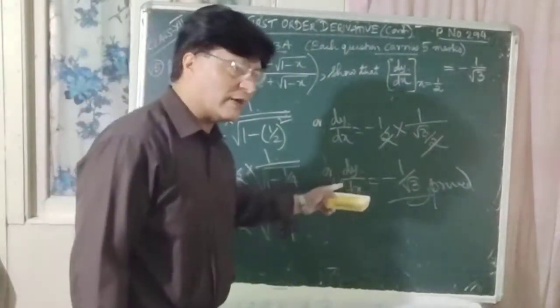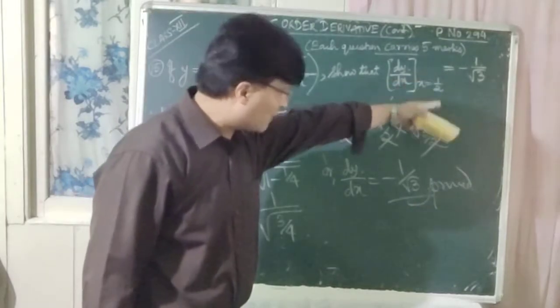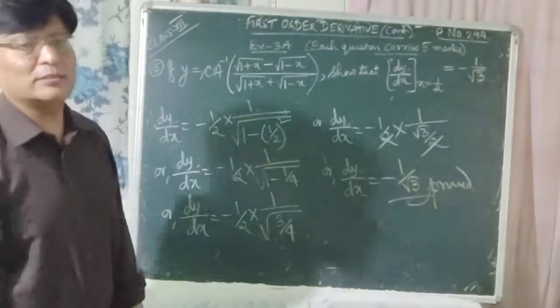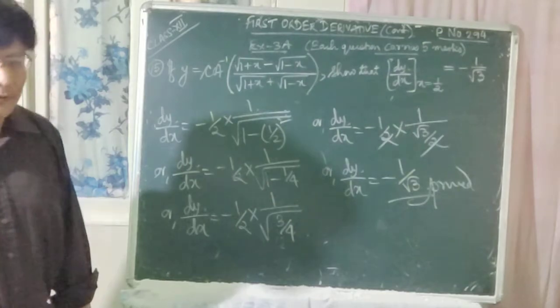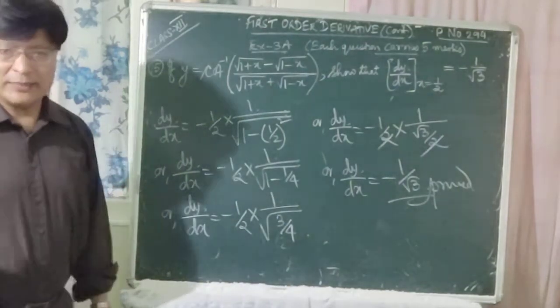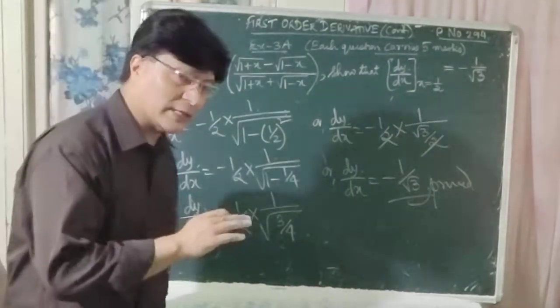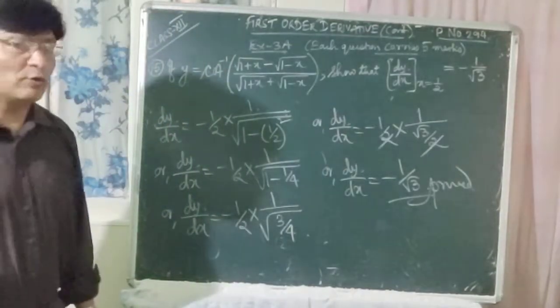What is the value for dy by dx at x is equal to half? It is minus 1 upon root 3. That is proved. Is that clear to all of you? So this was it for today. Okay. So you revise all the problems that we did today, and in the next class we'll do more problems.